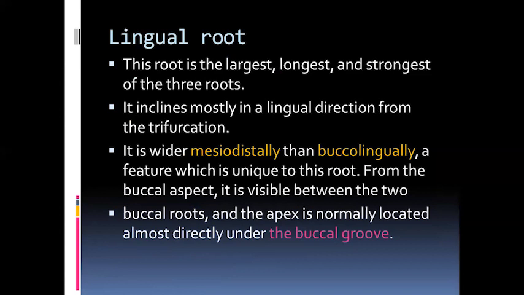The palatal root is the largest, longest, and strongest of the three roots. It inclines mostly in a lingual direction from the trifurcation. It is wider mesiodistally than buccolingually. This feature is unique to this root: from the buccal aspect, it is visible between the two buccal roots.